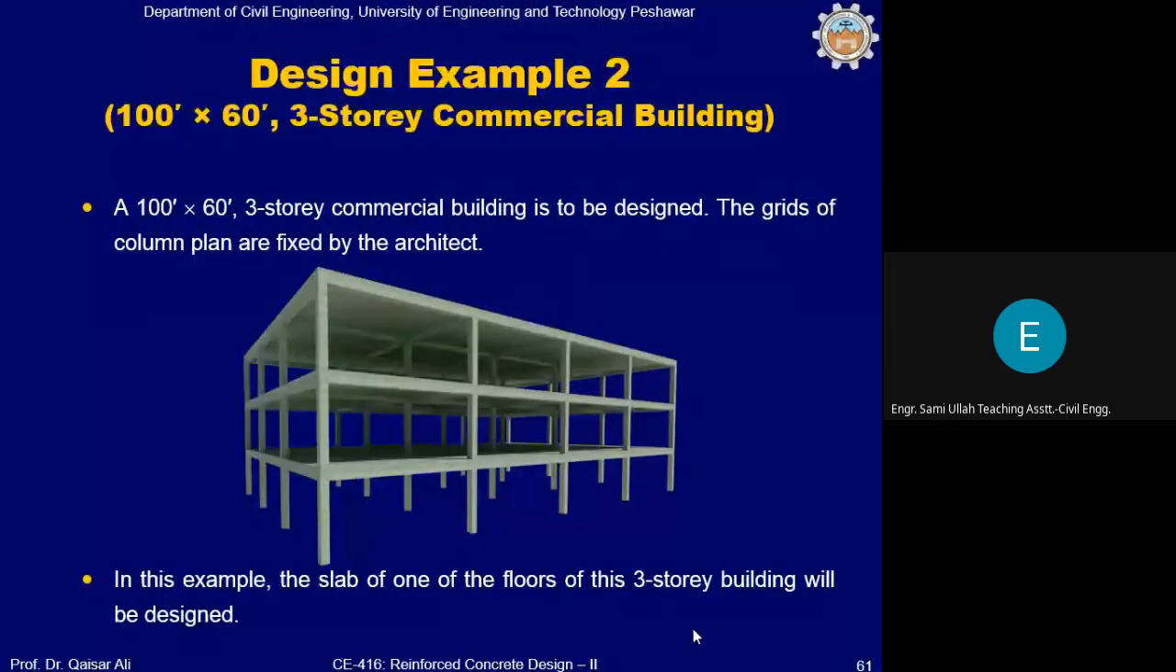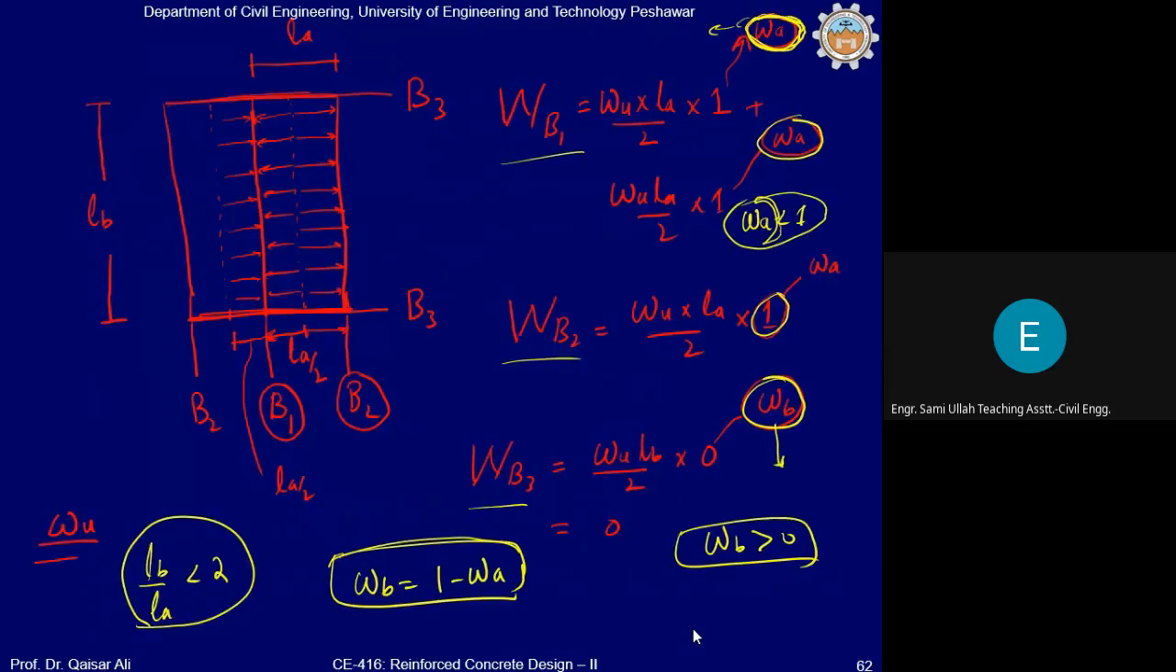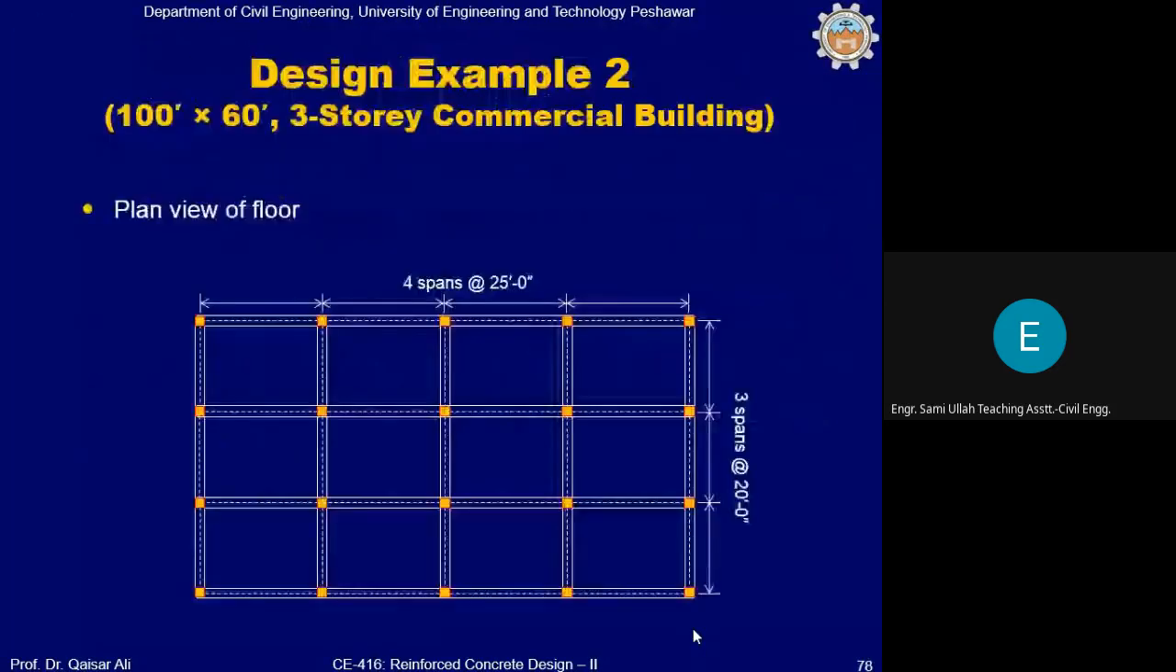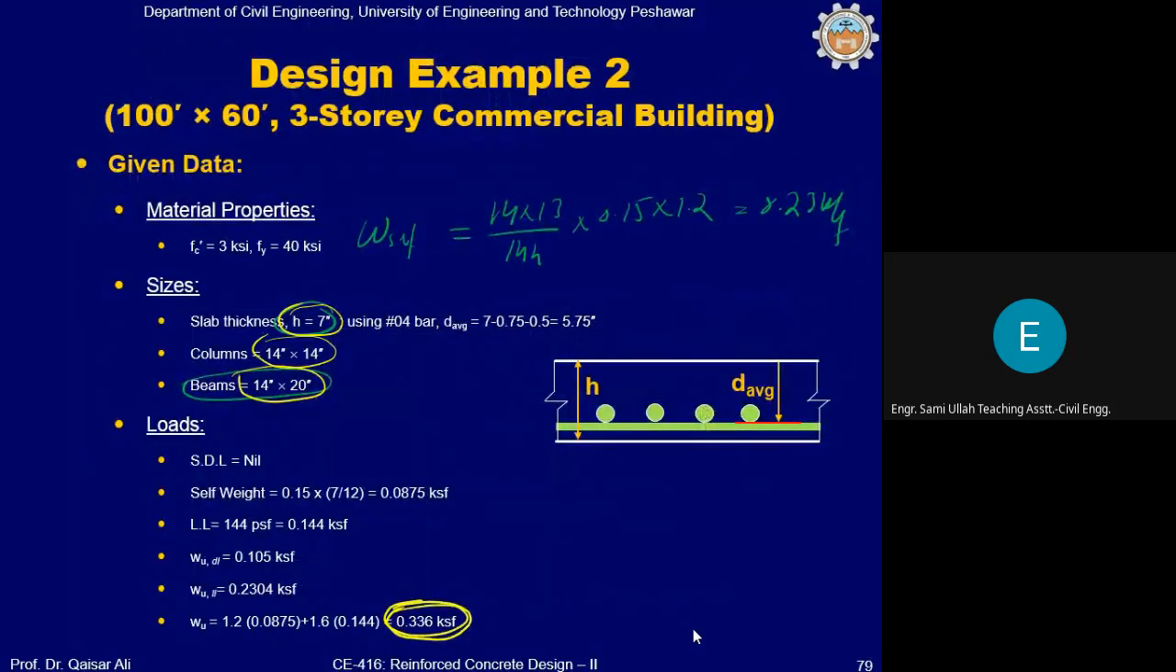So this is design example 2, which is design of a 3-story commercial building, and we will analyze only one floor of this building. Covered area is 100 by 60 feet. Data is given here. Material properties: fc prime 3 ksi, fy 40 ksi. Slab thickness is 7 inch. Column size is 14 by 14 inch and beam is 14 by 20 inch.